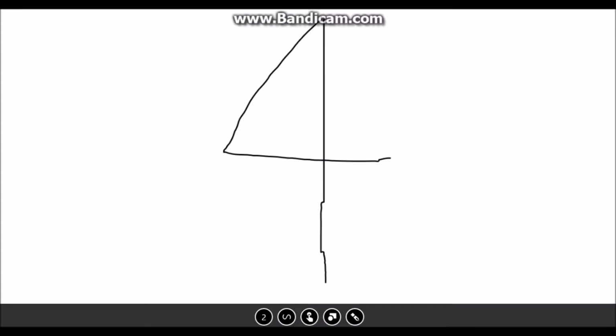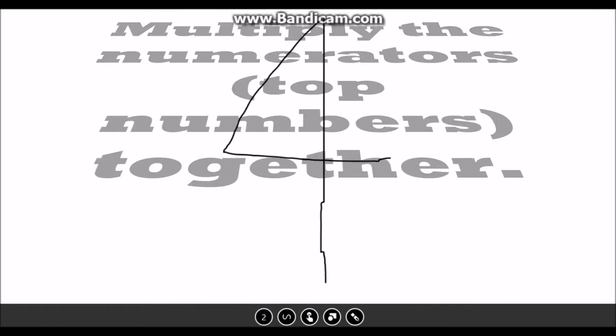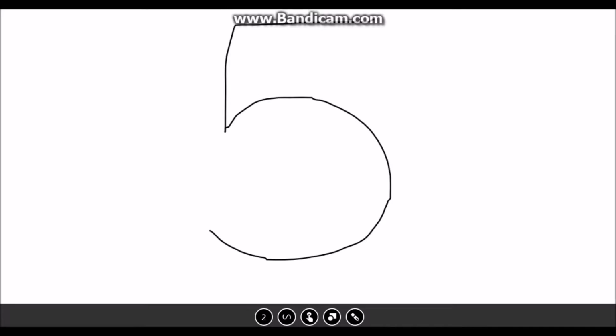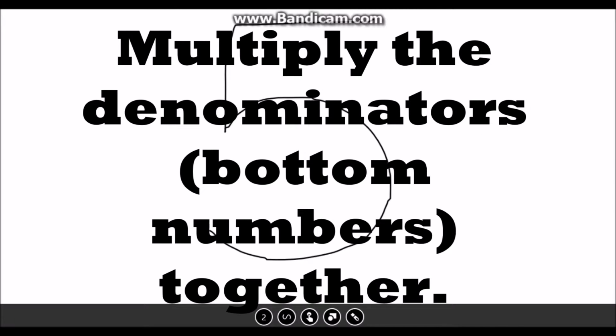Step 4 is a simple step. All you have to do is multiply the numerators, or the top numbers, together. And finally, step 5, all you have to do is multiply the denominators, or the bottom numbers, together. And that is it. Okay students, now we are going to work on our example for today's lesson.